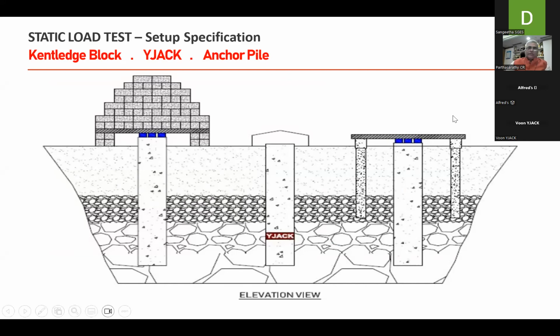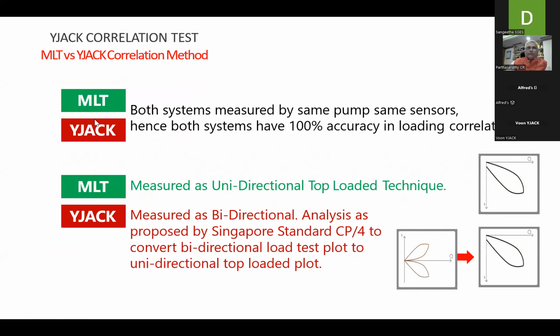During testing, you have the two-way loading, pushing the top up and the bottom down. What you get from the maintained load test, or the top loading, is the load settlement curve. From the bidirectional load cell, you get the butterfly curve, pushing the top portion of the pile and the bottom. And you have some analysis procedures to convert this butterfly curve into an equivalent top load pile displacement curve.